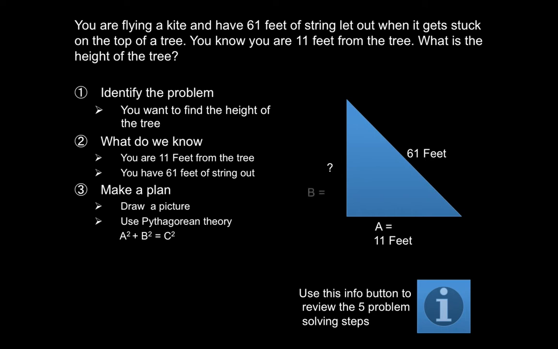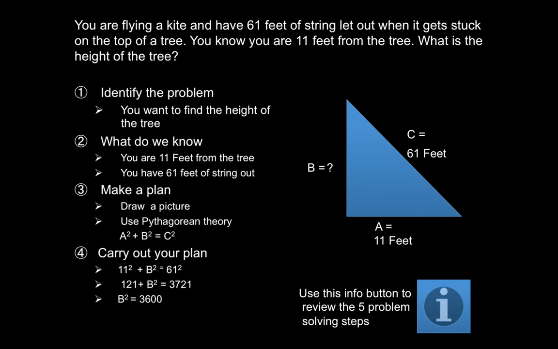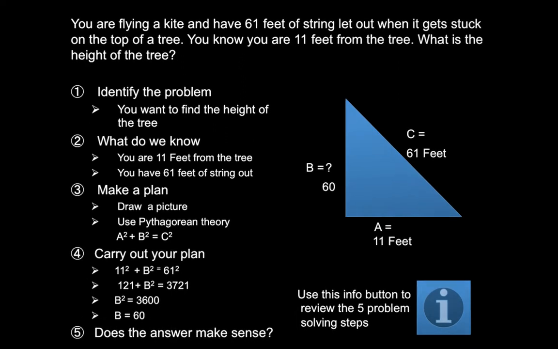Using substitution, we get an equation, which we solve, and then we ask the question: does that answer make sense? In this case, it definitely does.